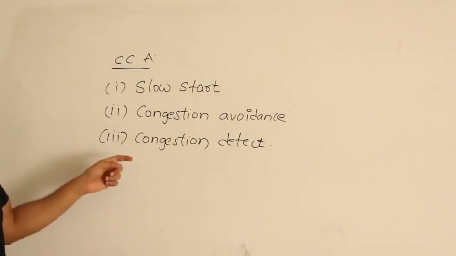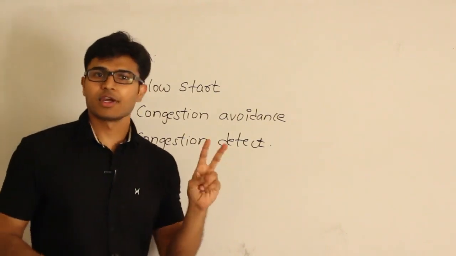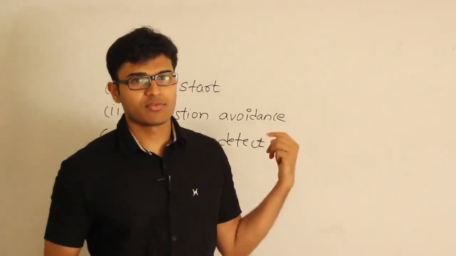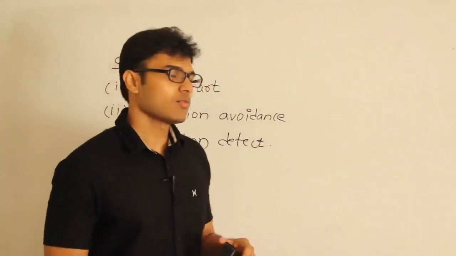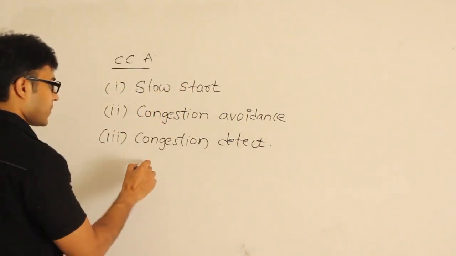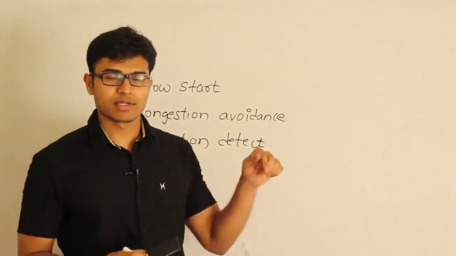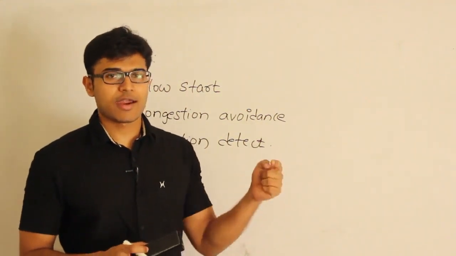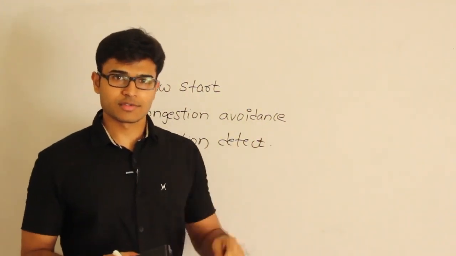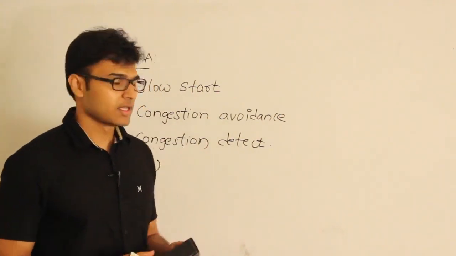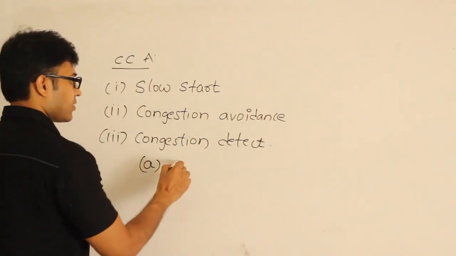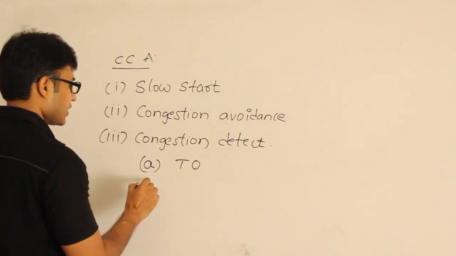Now how can we detect the congestion? There are 2 ways in which we can detect the congestion, actually 3, but for this algorithm let's take 2. One way to detect the congestion is whenever a packet is lost, which means a segment you have transmitted is lost, and after that all the segments are lost. That is called a timeout. So timeout is going to detect the congestion.